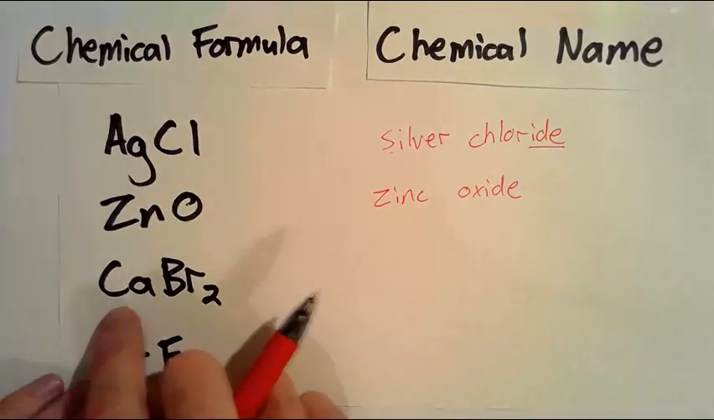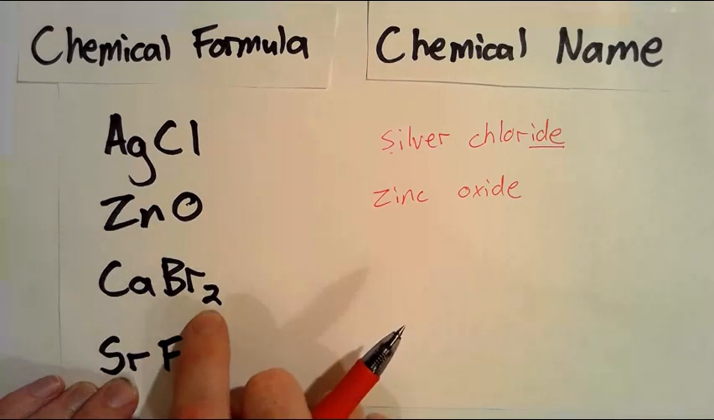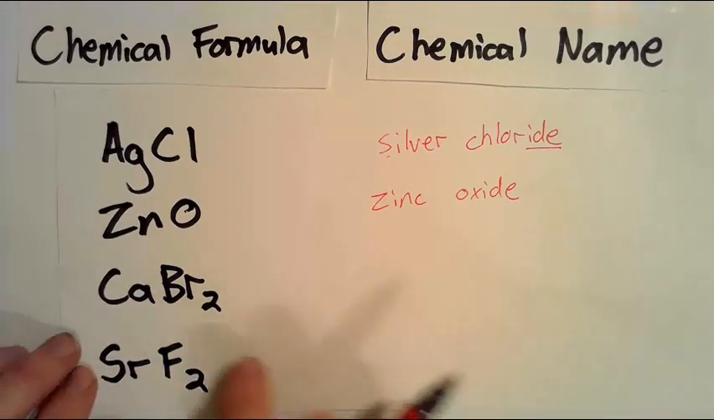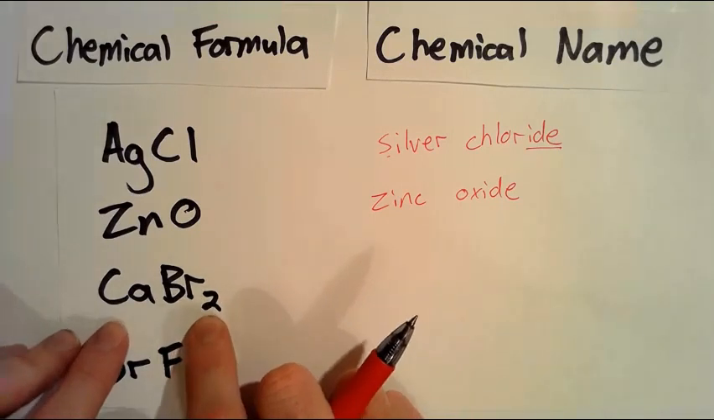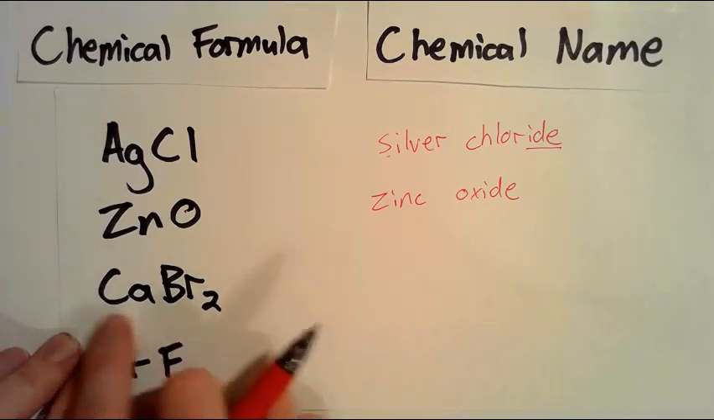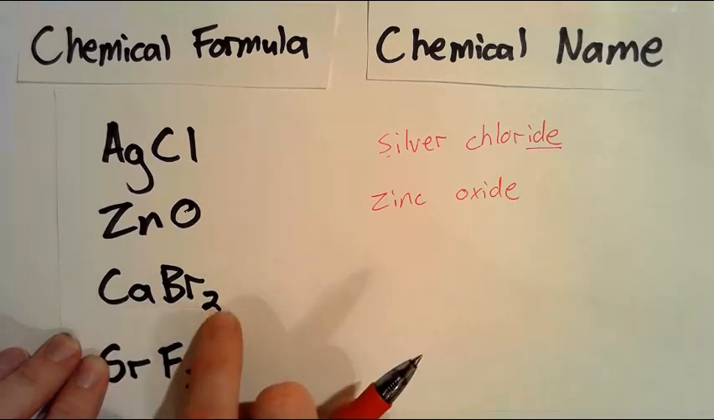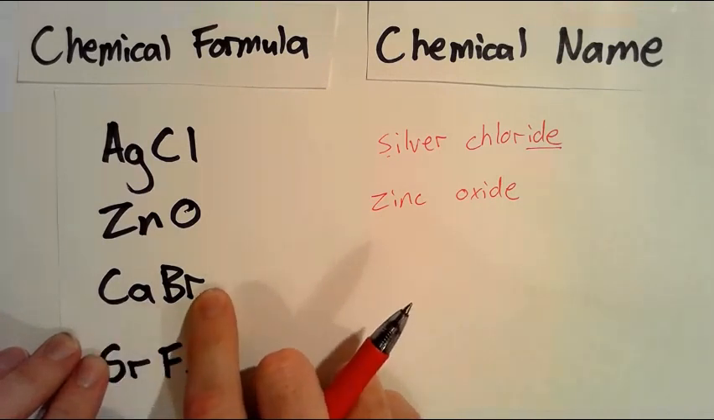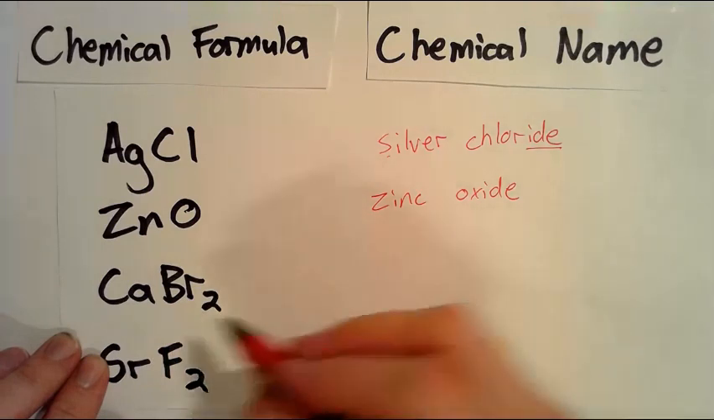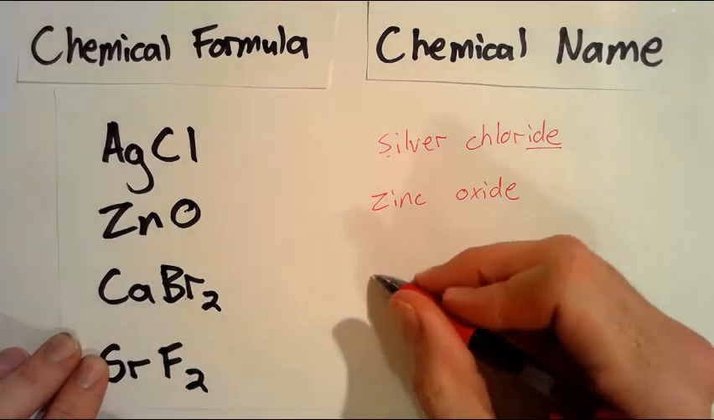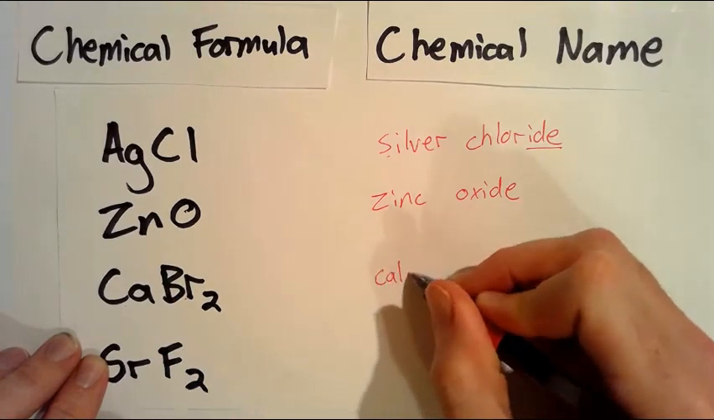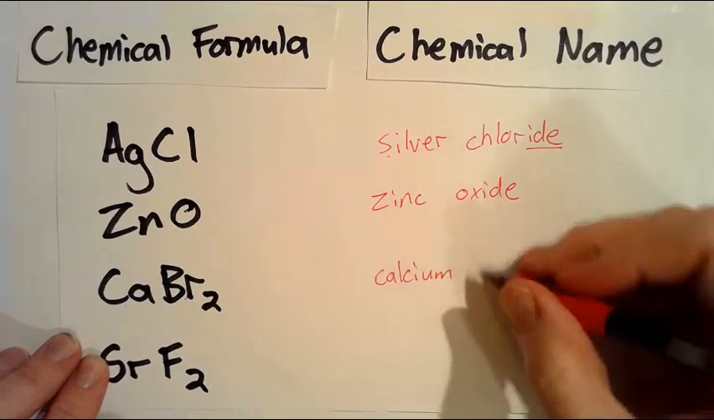Here I have CaBr2. So now the question is, does this 2 have any effect? And the answer is no. The name will still be the same, even if I somehow magically covered up the 2. So this one will be calcium and bromine, so that means that it will now be calcium bromide.